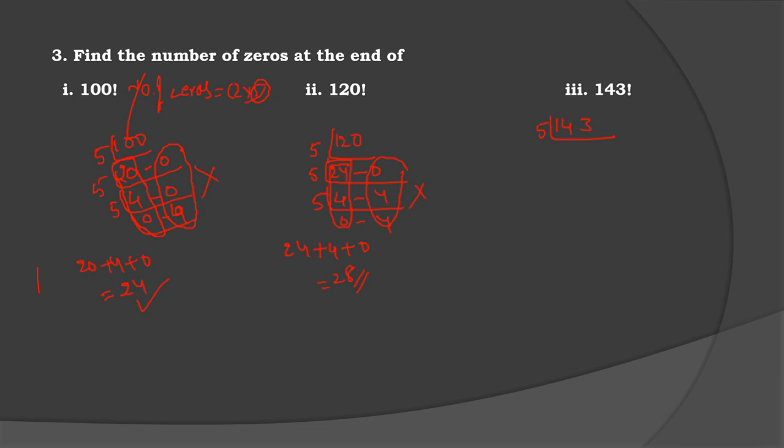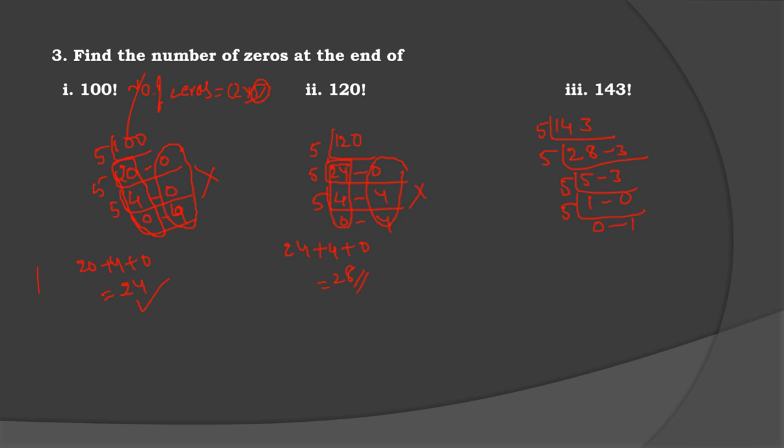How many times here? 28 times. Remainder equals 3. Again 5: 5 times. Remainder equals 3. Again 5. How many times here? 1 time. Remainder equals 0. Then the process is completed, right? Again with 5, 0 times. Remainder equals 1.